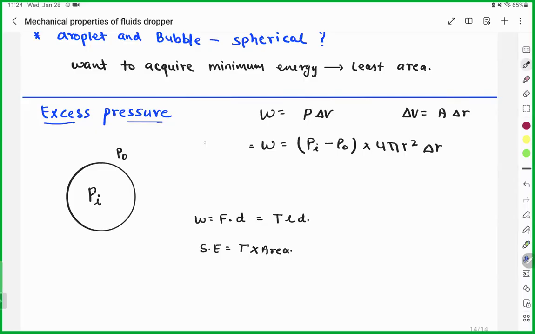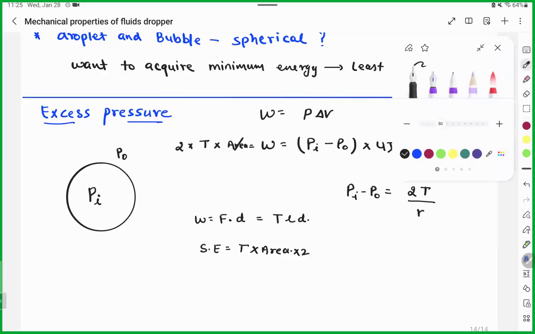So this work done will be equal to tension into area, and it will be taken double. So this is area, this is also area, you can cancel it out. If you calculate the difference in the pressure, it will be 2 into surface tension divided by total length increase, which will be r. That's done.